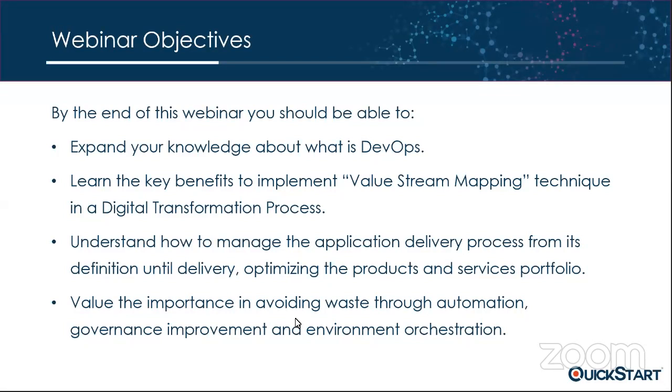Finally, the importance of avoiding waste in the automation process and in all the company processes. As you know, waste is one of the three elements of Lean. In Lean, we need to reduce waste, we need to reduce overburden, and we need to reduce inconsistencies as well. So hopefully in the rest of the time that we have, the next 40 minutes, we'll cover all these items.